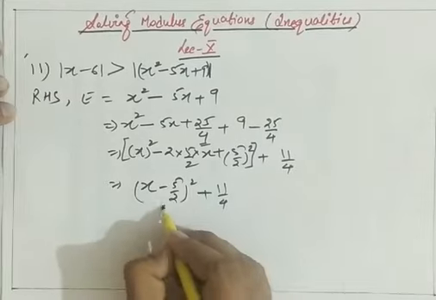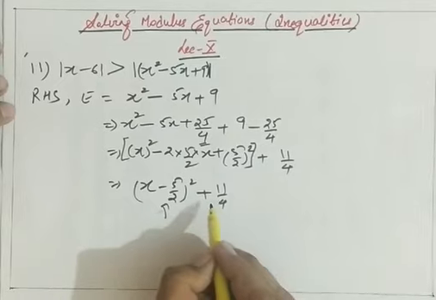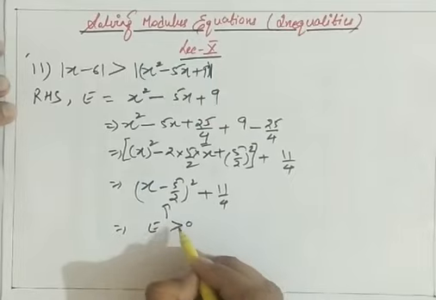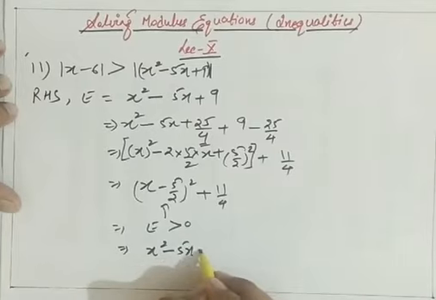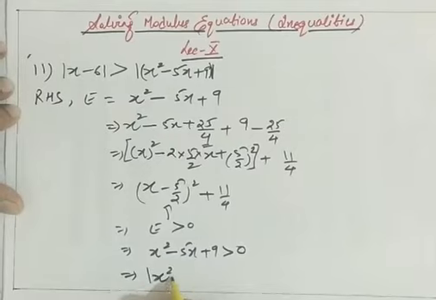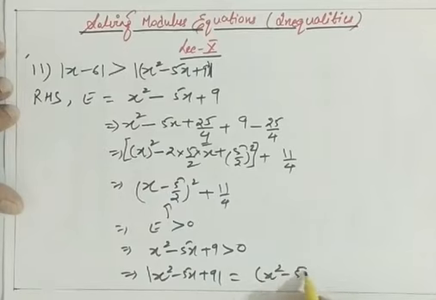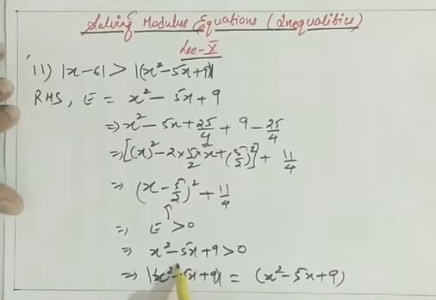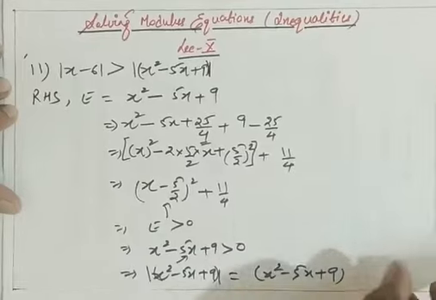Now you can see this is x minus 5 by 2 whole square. The square of a real number is always greater than or equal to 0, and this is plus 11 by 4. So that means this will imply expression E will always be greater than 0. So that means x square minus 5x plus 9 is always greater than 0. So that means you can write mod of x square minus 5x plus 9 simply as x square minus 5x plus 9, because this expression is already positive, you have proved over here. So mod of any positive number is the positive number itself. Now let's see how to tackle this question.